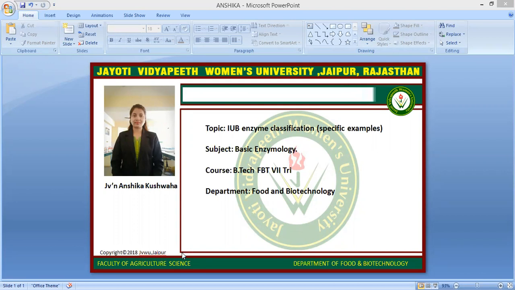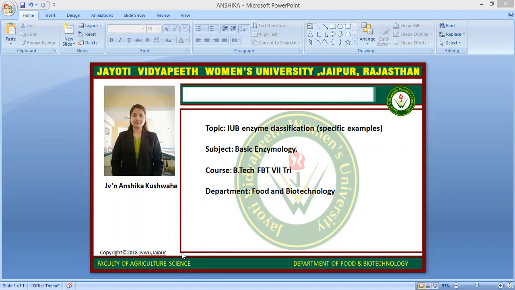The next class is transferases. They transfer a group of atoms from one molecule to another, and the general equation is A-X plus B, which gives a reversible reaction to B-X plus A. Examples are transaminase, in which an amino group is transferred from one molecule to another, and phosphotransferase, in which a phosphate group is transferred.